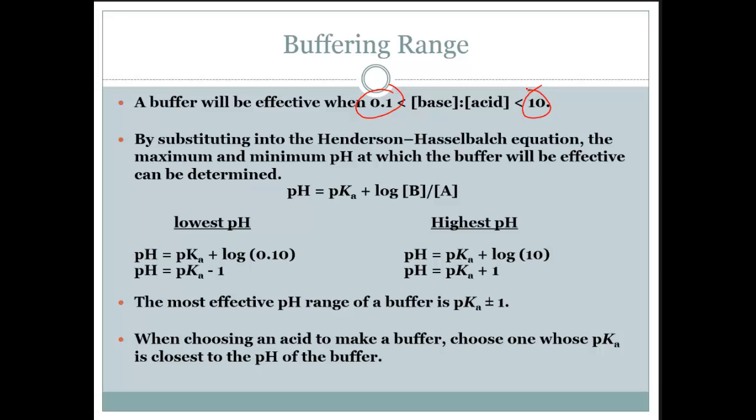By substituting into the Henderson-Hasselbalch equation, the maximum and minimum pH at which the buffer will be effective can be determined. So if that ratio is 0.1, the log of 0.1 becomes, well, negative 1. If the ratio is 10, then the log of 10 becomes positive 1. So therefore, the most effective pH range of a buffer is with a pKa plus or minus 1. When choosing an acid to make a buffer, choose one whose pKa is closest to the pH of the buffer.